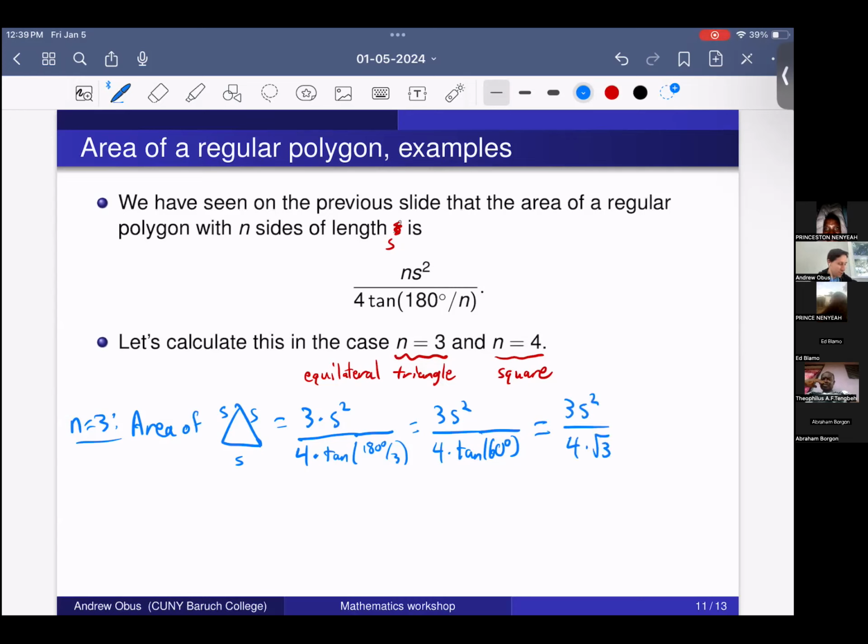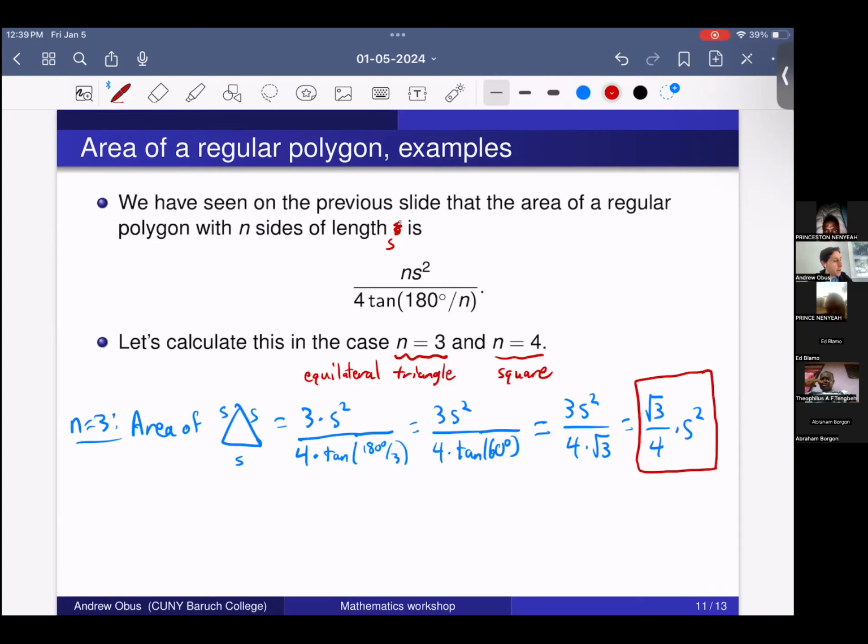Yeah, you got to go back to your trig tables and see these. But yeah, it's 3s squared divided by 4 times root 3. And this simplifies. 3 divided by root 3 is just root 3. So this simplifies to square root of 3 over 4 times s squared. And maybe you've seen this before. This is the formula for the area of an equilateral triangle with side length s. Okay, it's square root of 3 over 4 times s squared.